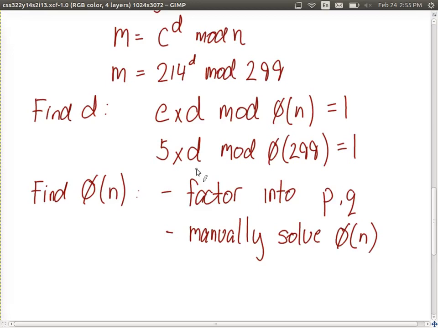And 2 ways to do that. Factor n into its 2 primes, p and q. Once we do that, it's easy to find the totient. And then it's relatively easy to find d.